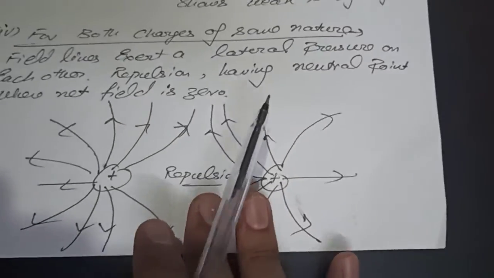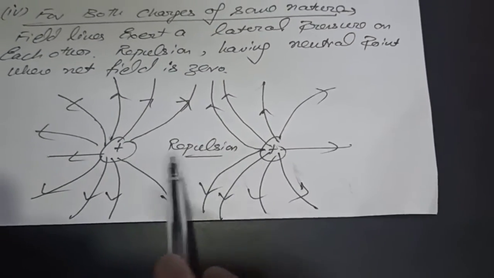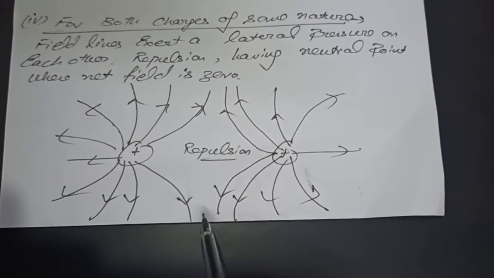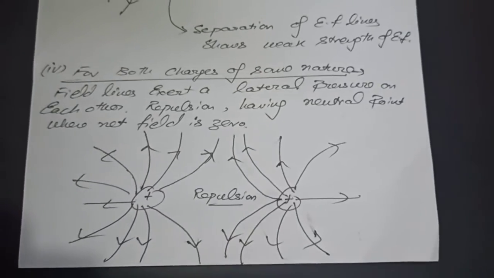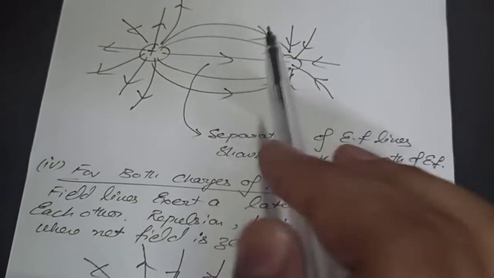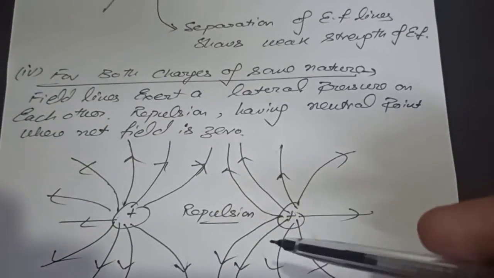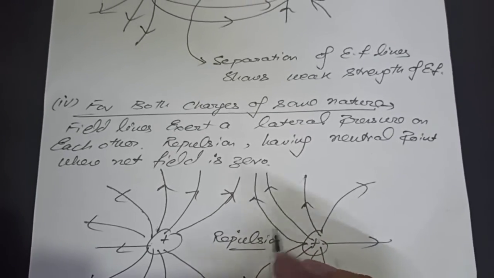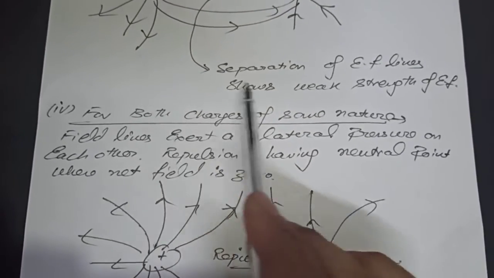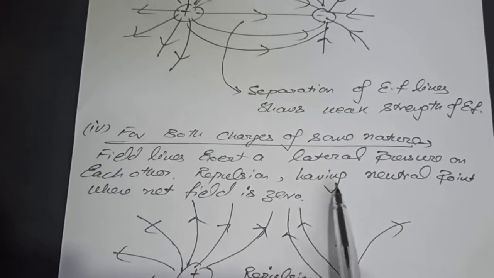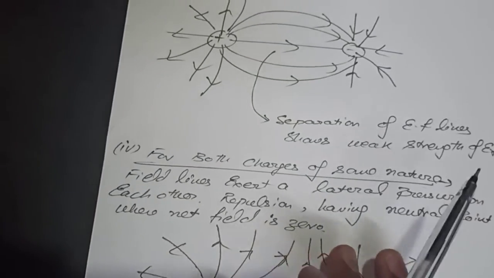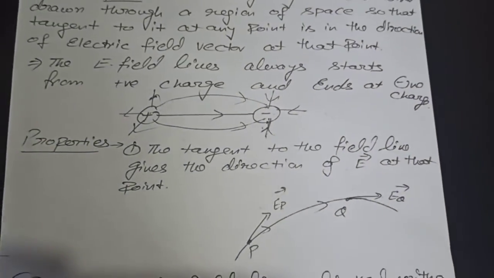If both charges are of the same nature, both positive, there must be some repulsion between them. Positive charges repel each other. They do not meet with each other. So repulsion shows weak electric field lines. So between positive and negative, the electric field line strength is greater, and between same-nature charges, the strength is lesser. And there is some point in between at which the strength of the electric field lines is zero. So electric field lines exert a lateral pressure on each other, and repulsion has a neutral point where the net electric field is zero. So these are the concepts of electric field lines. In the next video, we will discuss the next topic, properties of electric field lines, and thank you.